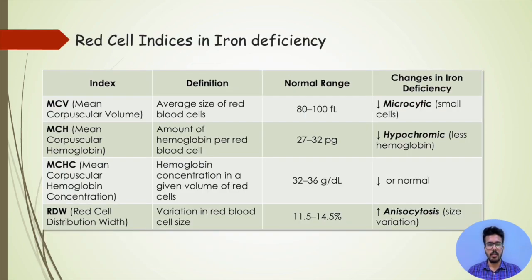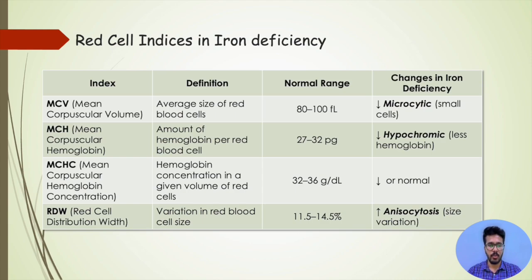Coming to red cell indices in iron deficiency. Red cell indices include MCV, MCH, MCHC and RDW. MCV is the mean corpuscular volume, which is the average size of red blood cells. In iron deficiency, the RBC size is reduced, leading to microcytic RBCs. MCH is the mean corpuscular hemoglobin, which is the amount of hemoglobin per red blood cell. In iron deficiency, the hemoglobin content is reduced, leading to hypochromic RBCs.